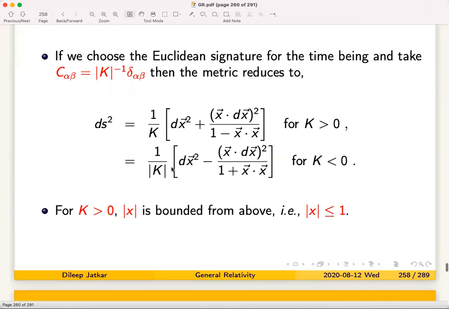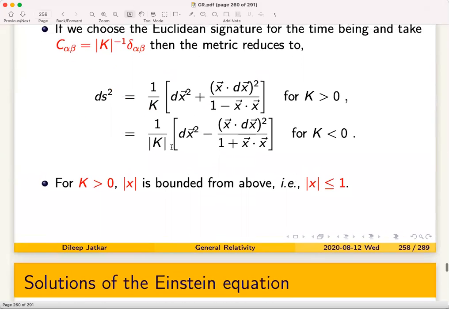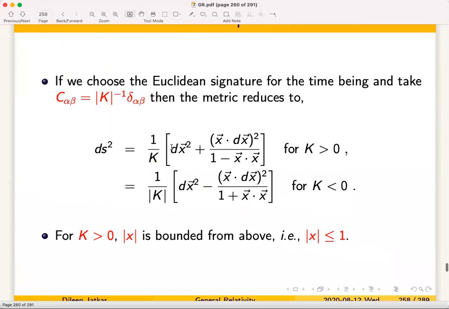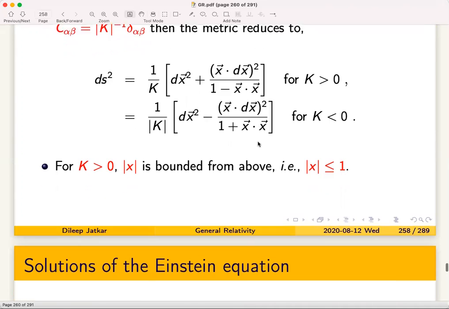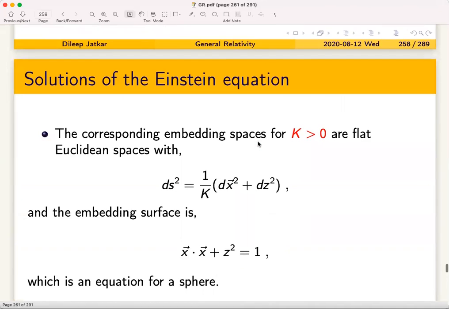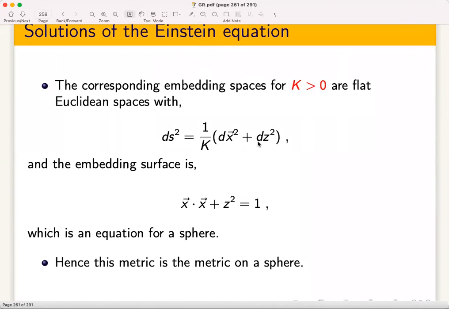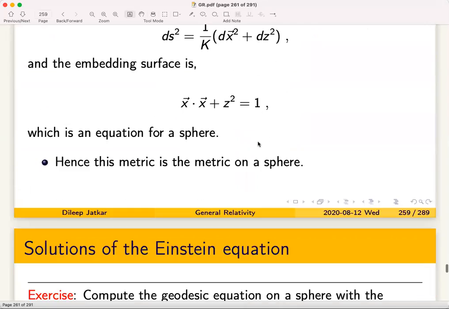Let me skip this part because we have done this. If you take the Euclidean signature, you can show that this matrix reduces to a metric of this form. For k greater than 0, it is a metric on the sphere. For k less than 0, it's a metric on some hyperboloid, which is what we had done earlier.